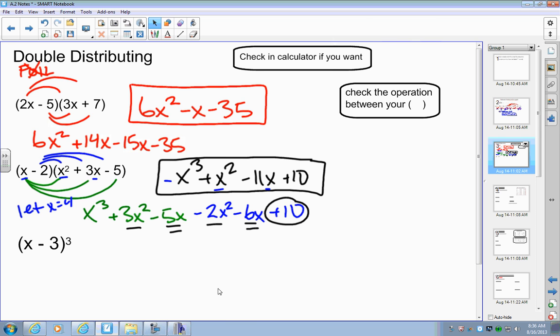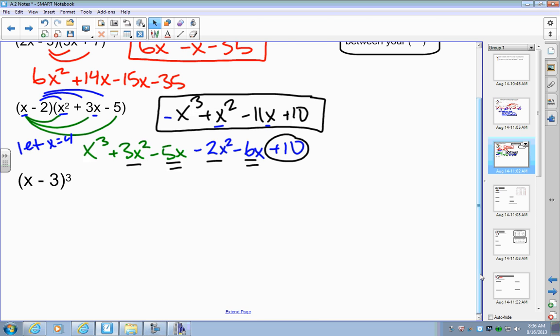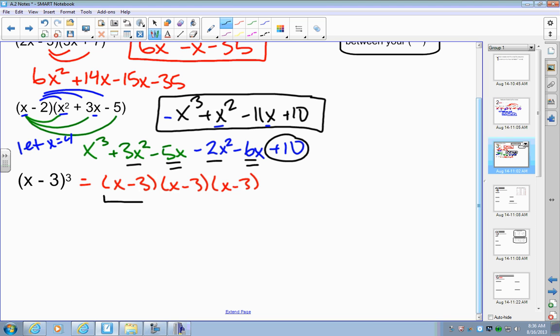Okay, last example here. If you see something like this, x minus 3 cubed, you guys are going to write this like this. Now it's important when you do these types of problems that you only focus on two parenthesis sets at a time. You don't want to be bringing them between all 3 of them. So we're just going to ignore this one right now, and we're going to focus on those first 2. So do a simple double distribution like we did up top. Make sure you get a plus 9 here. Collect your like terms.